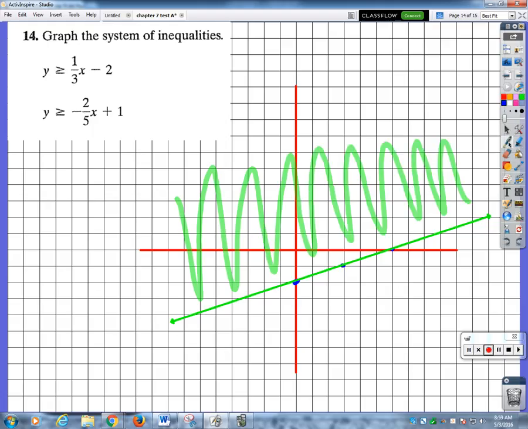All right, then the next one, what do I know about that? Crosses the y-axis at 1. Has a slope of negative 2/5. 1, 2, 3, 4, 5.